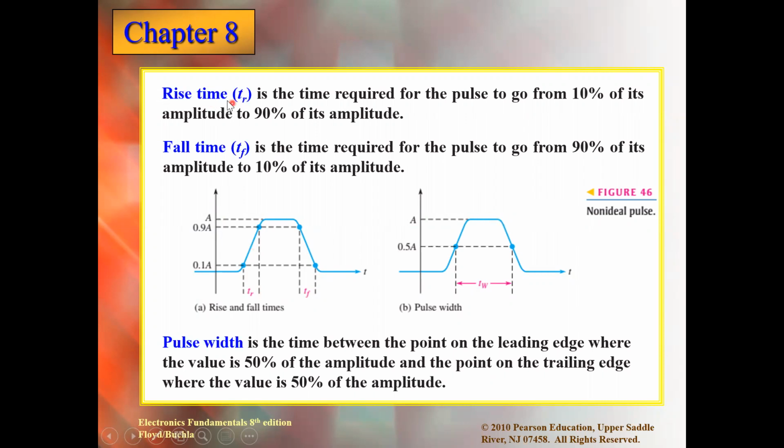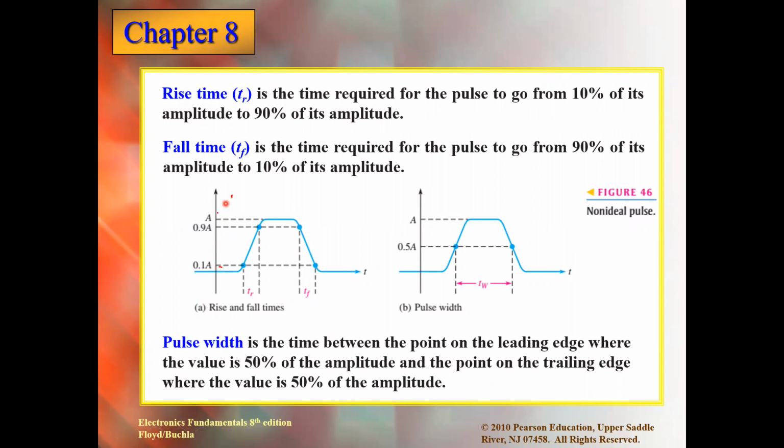First, rise time, which is denoted by the TR. So you should know what is rise time, what is fall time. Definitions can come, we can give you questions here related to this one. So the first definition is rise time. What is the rise time? Rise time is the time required for the pulse to go from 10% of its amplitude to 90% of its amplitude.